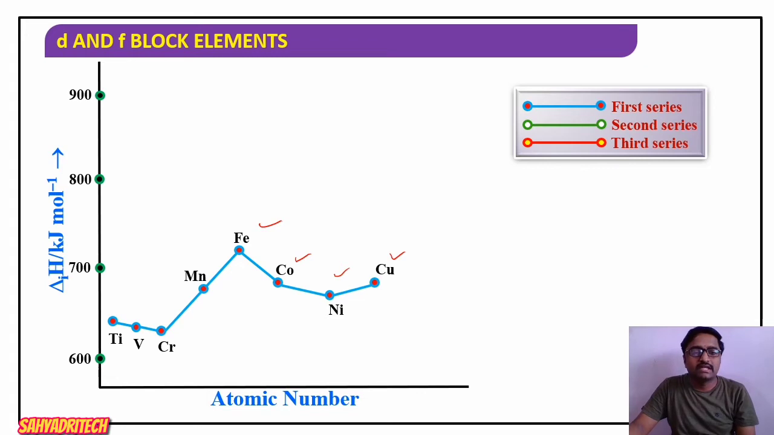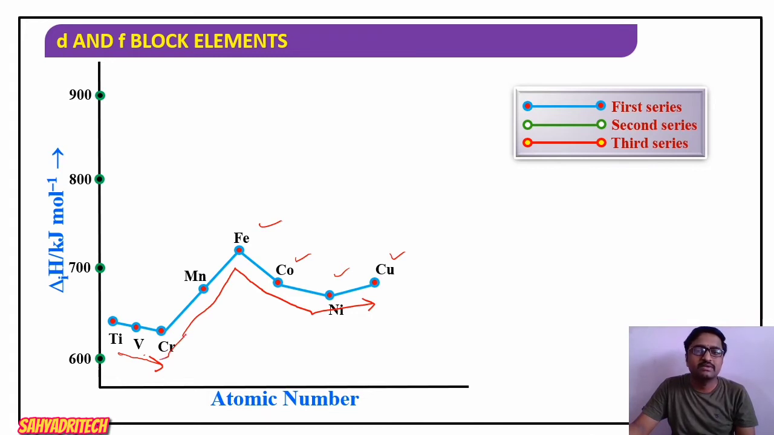the first ionization enthalpy value, from titanium, vanadium, chromium, what is the value? With the help of the graph we can say it decreases, right? Ionization enthalpy goes on decreasing. Then from chromium to manganese it increases, manganese to iron again increases. Then from iron to cobalt it decreases, cobalt to nickel decreases, and from nickel to copper there is a slight increase in the ionization enthalpy.